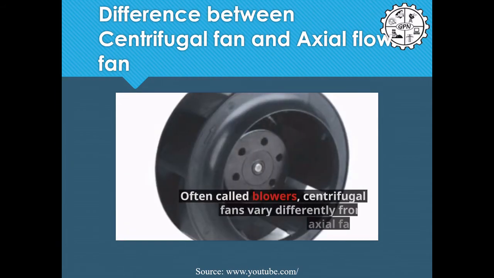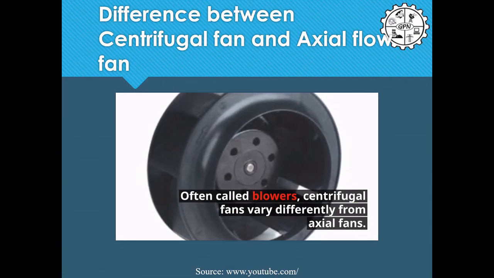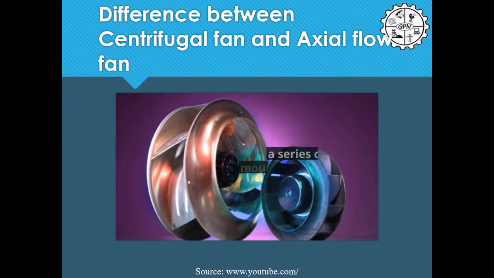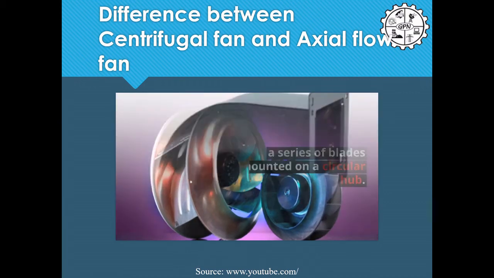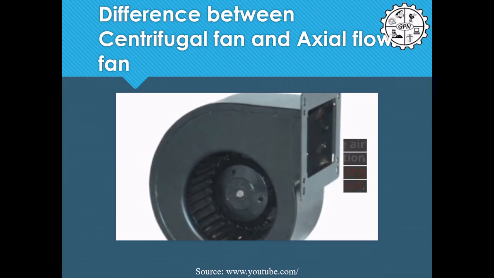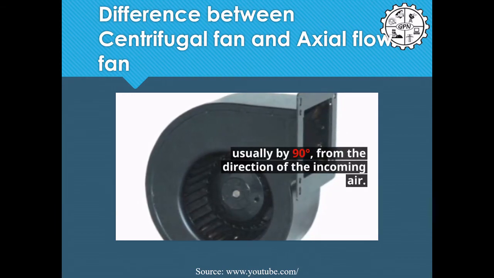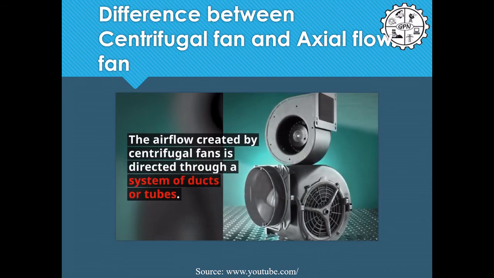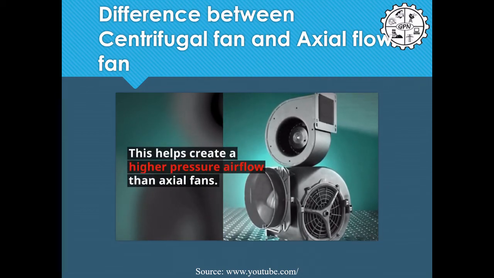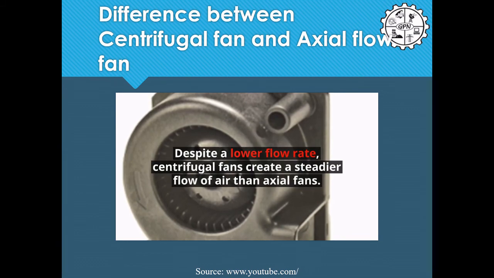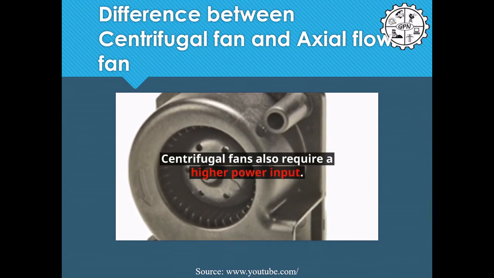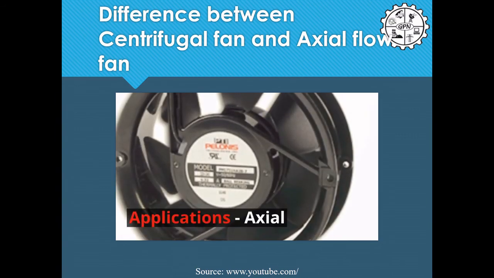Centrifugal fans, on the contrary, also called blowers, are different from axial fans. The pressure of an incoming stream is increased by a fan, a series of blades mounted on a circular hub. Centrifugal fans move air radially, the direction of the outward flow is changed, usually by 90 degrees, from the direction of the incoming air. The airflow created by centrifugal fan is directed through a system of ducts. This helps create a higher pressure airflow than axial fans. Despite low flow rate, centrifugal fans create a steadier flow of air. Centrifugal fans also require a higher power input.